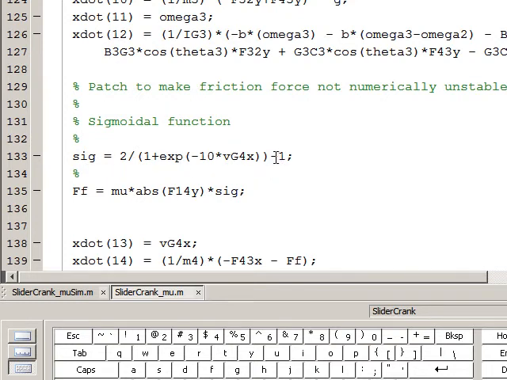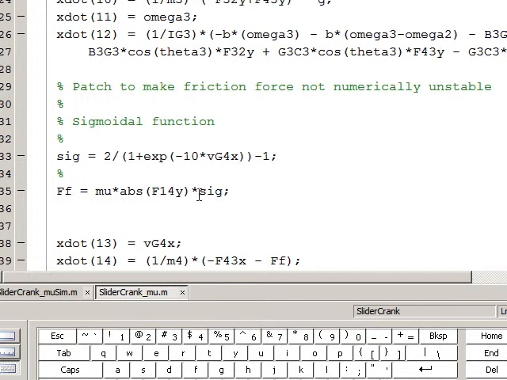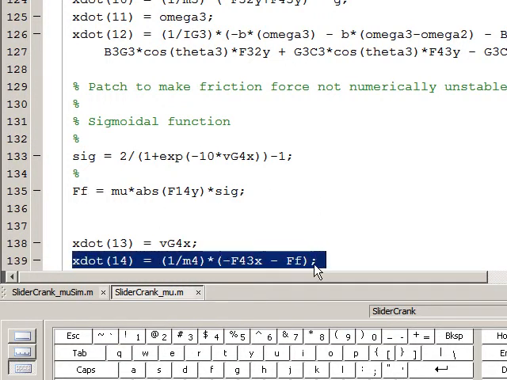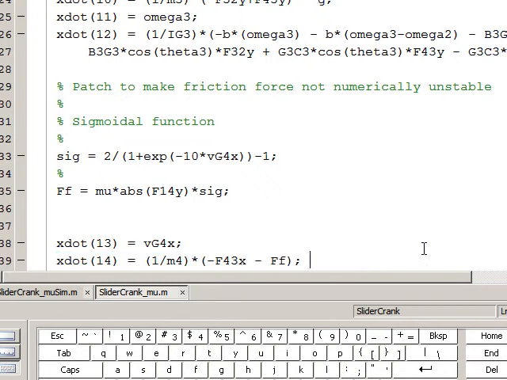So that's going to do the same thing as if I use the signum function, except it's going to do it in a continuous instead of a discontinuous way. My friction force is now mu times the absolute value of f14y times this function with the exponential. Okay, so that smooths things out and makes the numerical integration possible. After I define ff, or f fric, I can then use it in my final f equals ma equation for the x motion of the block.